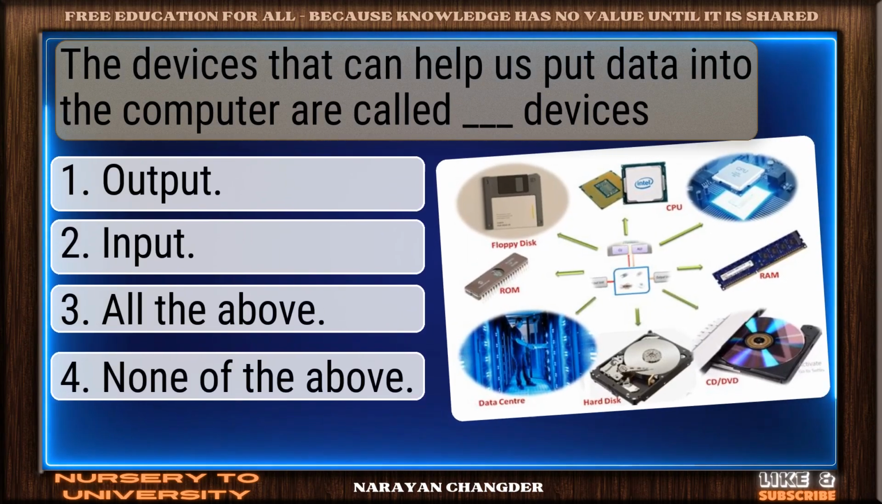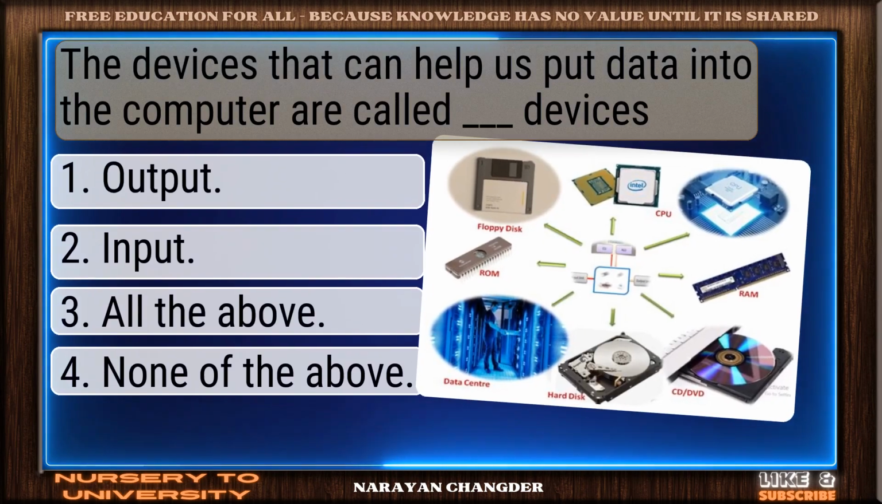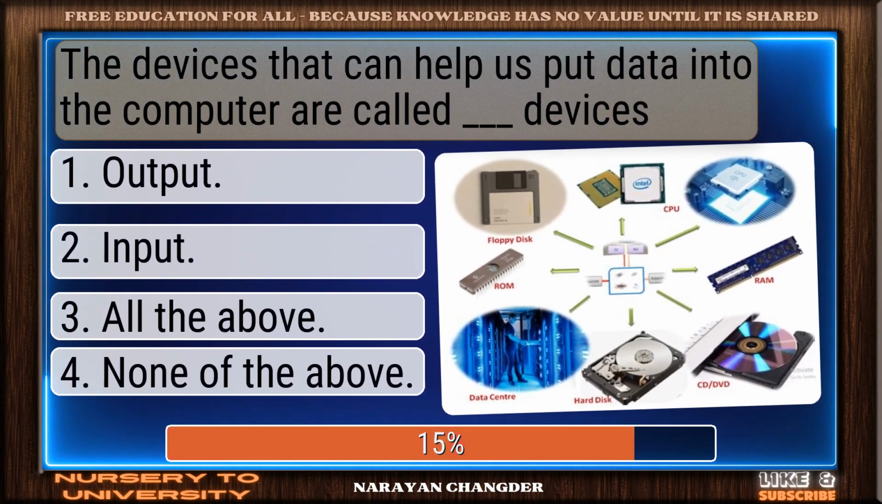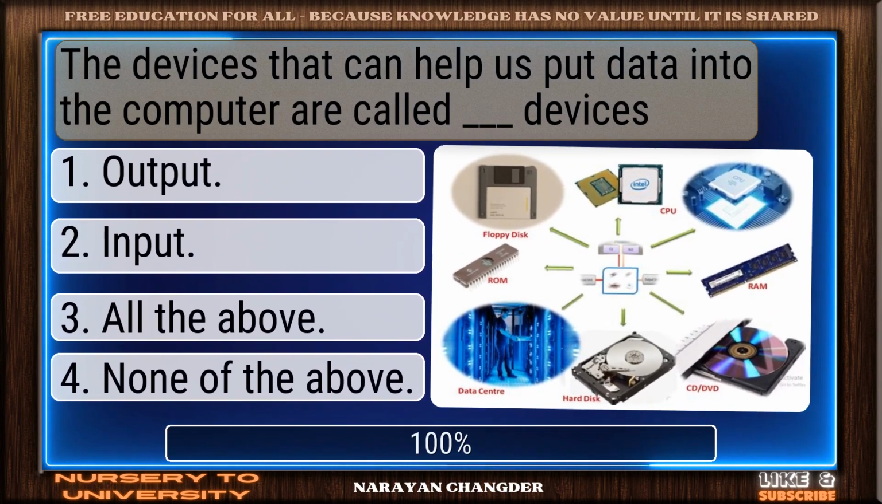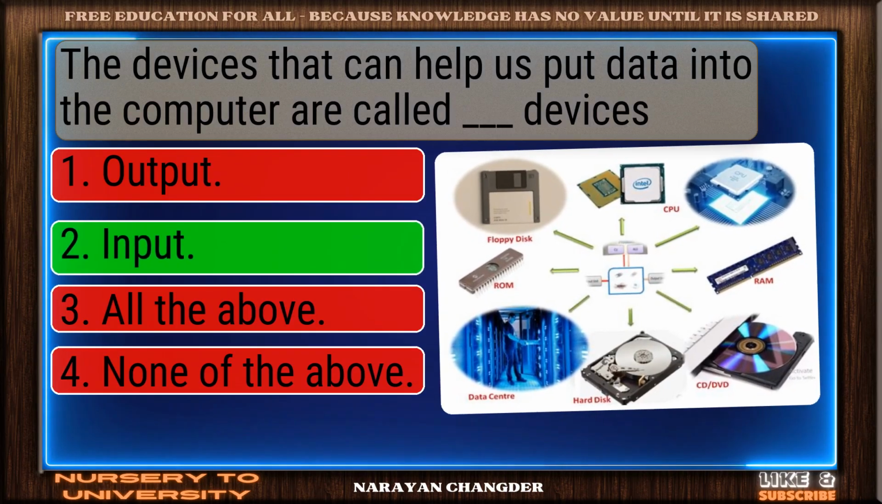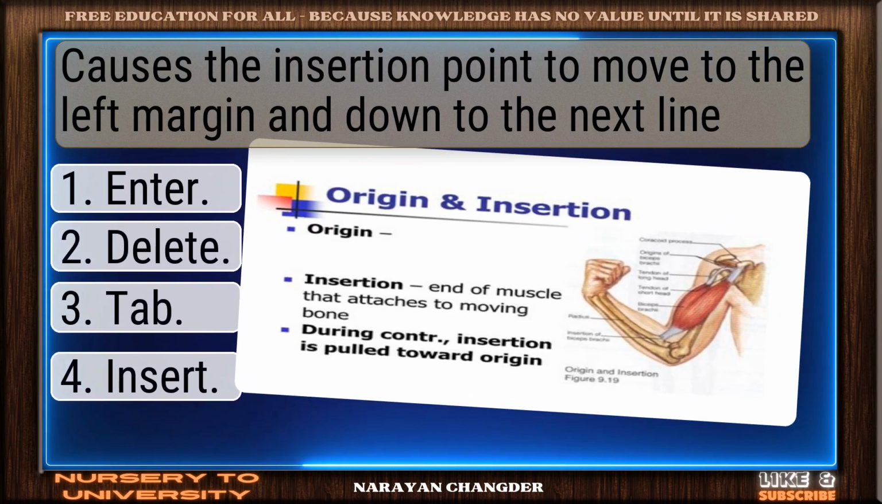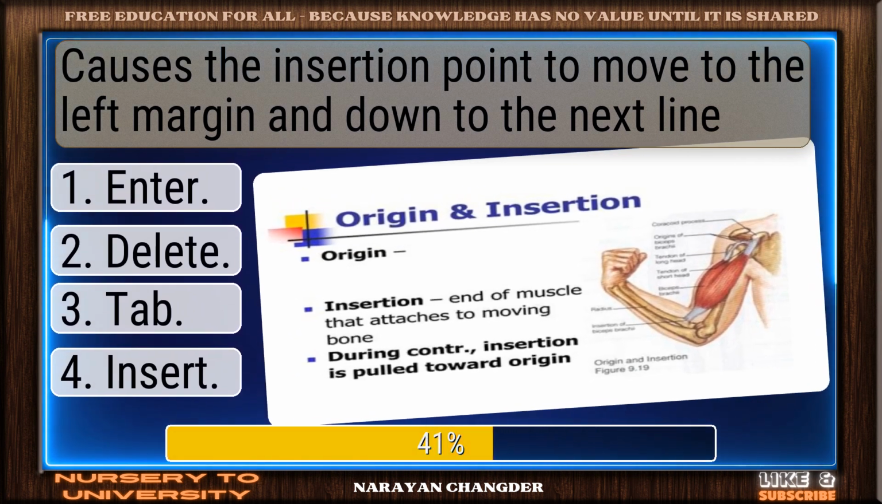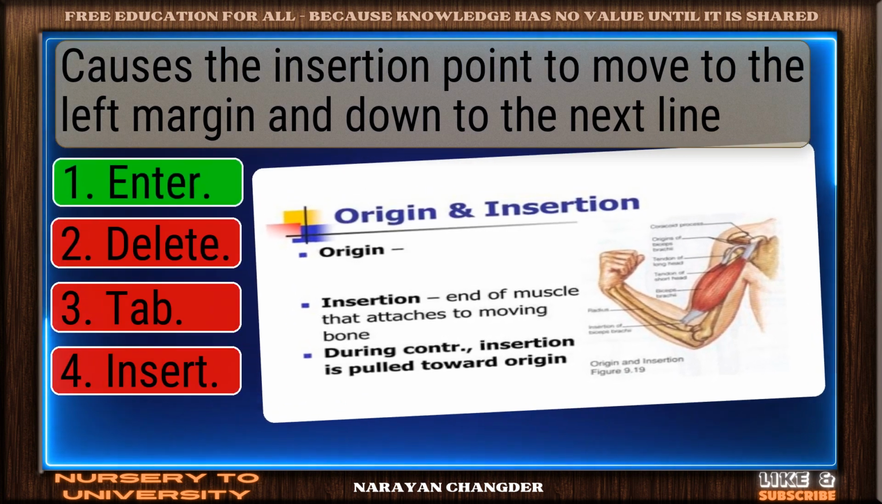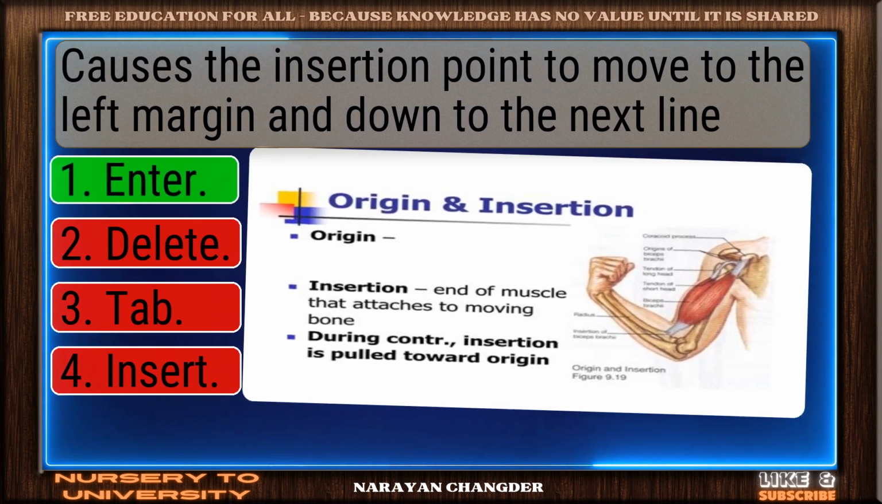The devices that can help us put data into the computer are called dash devices. Perfect. Input is the one. Causes the insertion point to move to the left margin and down to the next line. Great thinking. Enter is right.